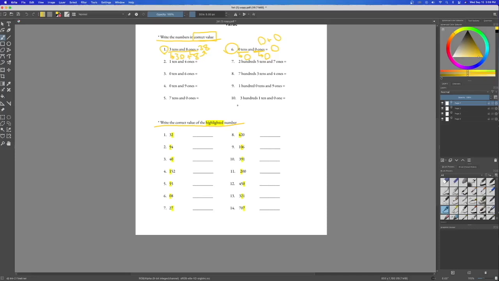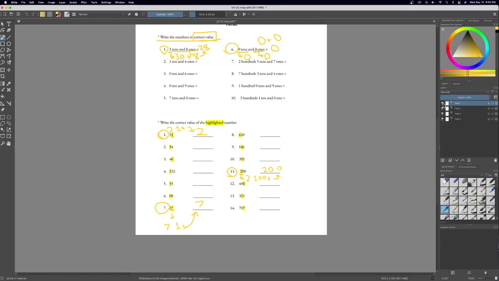Write the correct value of the highlighted number. Now, what it's asking here is to not find the value of the whole number, but only the highlighted number. So let's try question 1. The 2 in the ones place means that the 2 is worth 2 ones because it is in the ones place. So we know that 2 ones is just 1 plus 1, which is 2. Let's do number 7. Again, we have a number in the ones place, but this time it's 7. So it's worth 7 ones, which is 1 plus 1 plus 1 until we have 7 ones, which is 7.